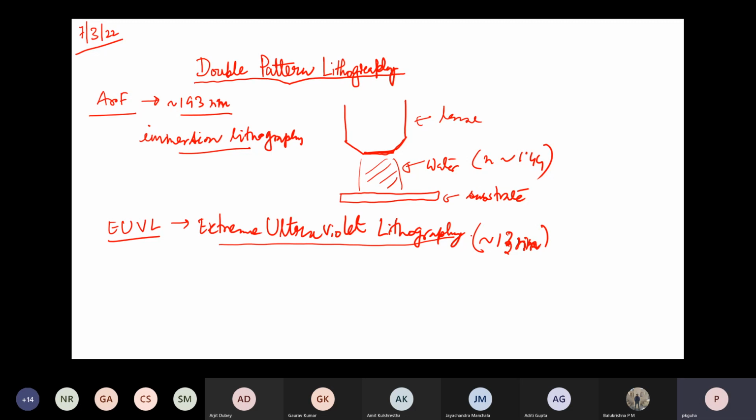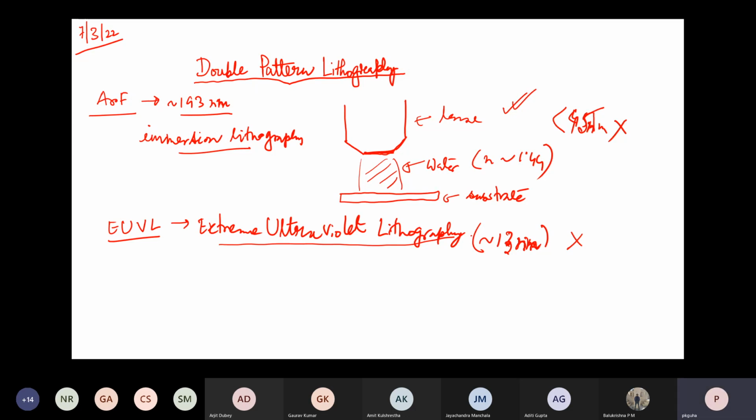But with this you can definitely reach the sub 10 nanometer regime, okay. Now the thing I would like to discuss today is not commercially available; this other technique has been heavily used, but you can't go below 45 nanometer with this technology. So the technique I would like to discuss today is known as double pattern lithography.